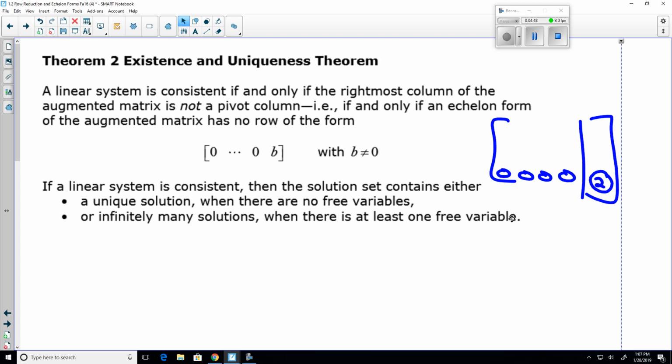So a linear system is consistent, means it has a solution, if and only if the rightmost column of the augmented matrix is not a pivot column, i.e. if and only if an echelon form of the augmented matrix has no row of this form. All zeros, some non-zero number at the end. Okay, and it's augmented, right?